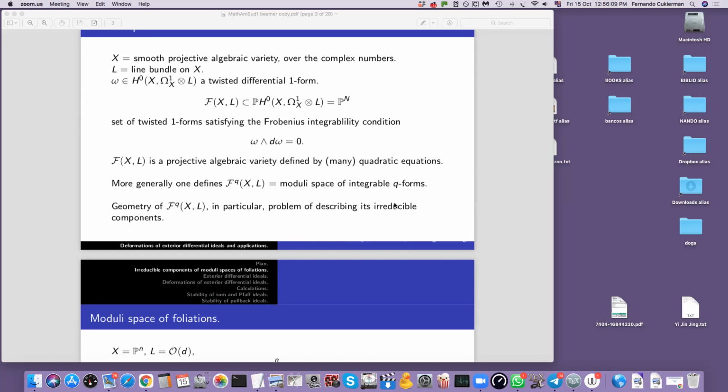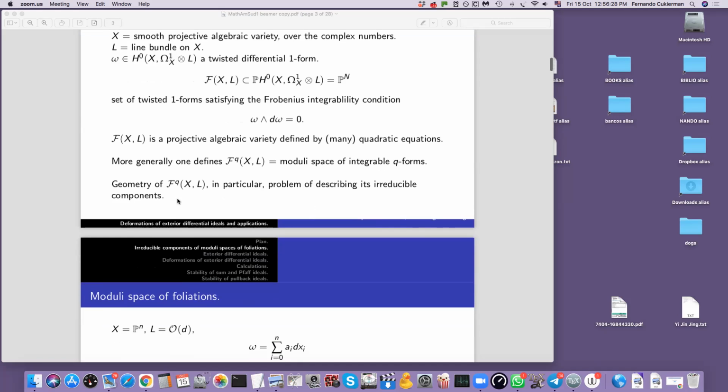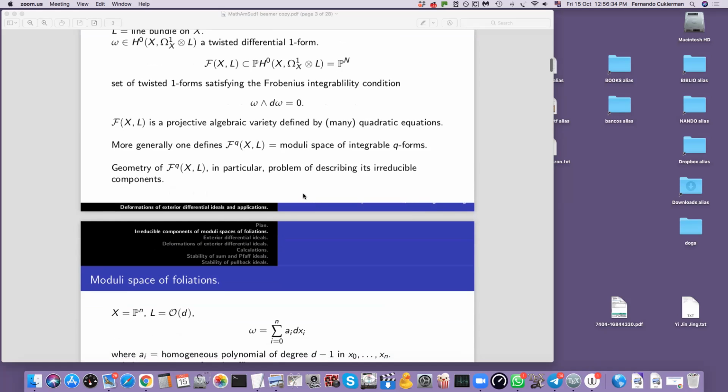In a similar way, we can consider F^q(X,L), the moduli space of foliations of codimension q. But I will stick mainly, in the examples at least, to the case of codimension 1. Again, one is interested in the geometry of this space, in particular describing its irreducible components.